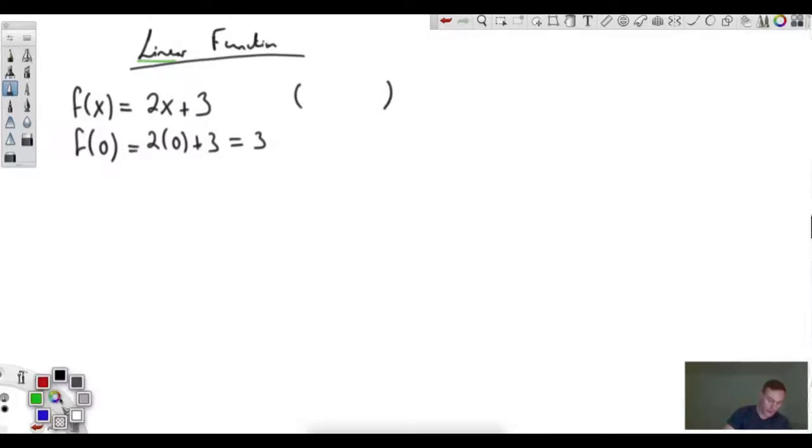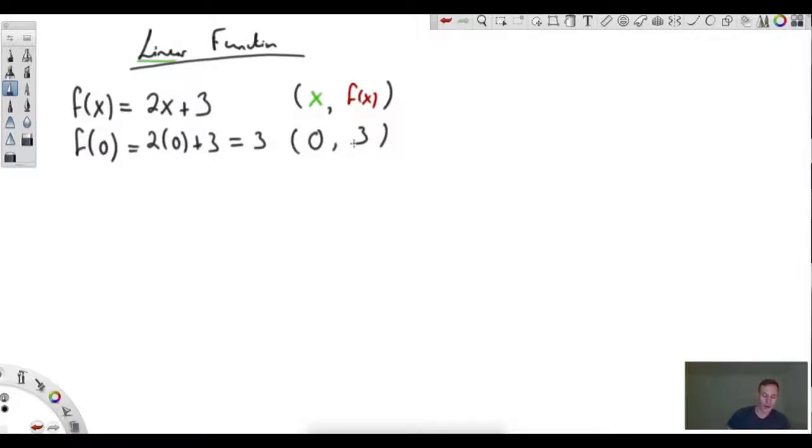And if we were to write our input-output pair, remember, was x and then f of x, right, as our input-output pair. Here we're going to write down our input-output pair. 0 was the number that went into the function, and then 3 was the number that came out of the function.